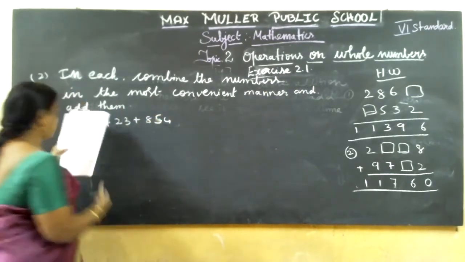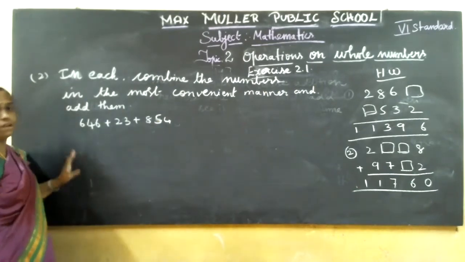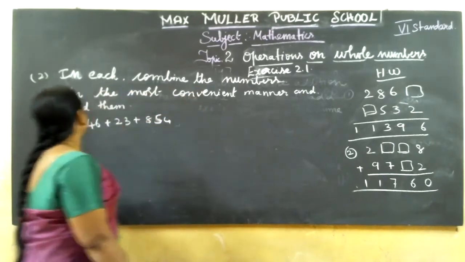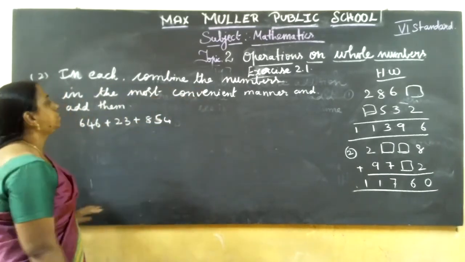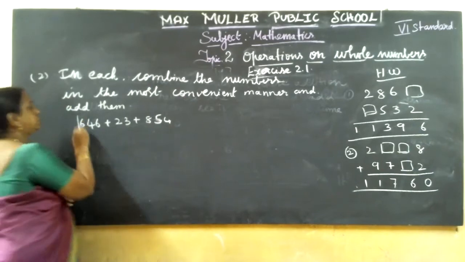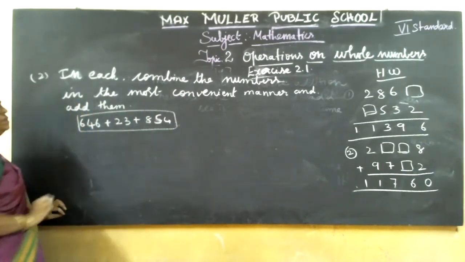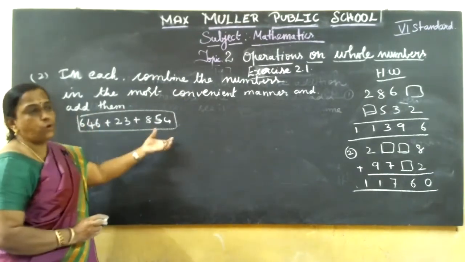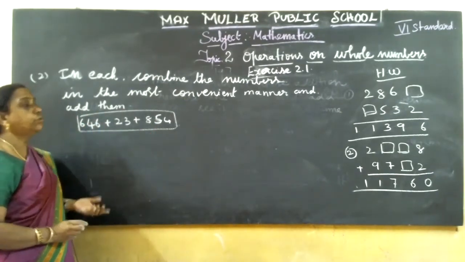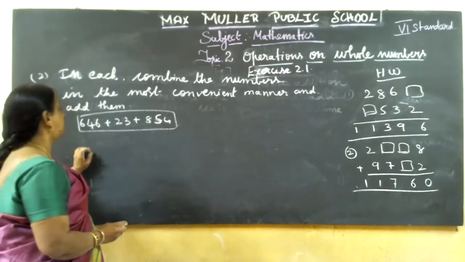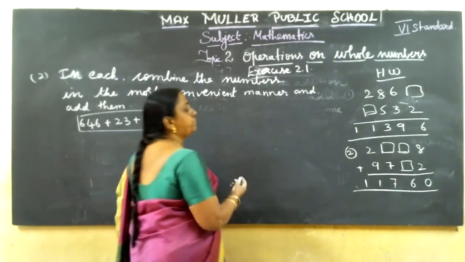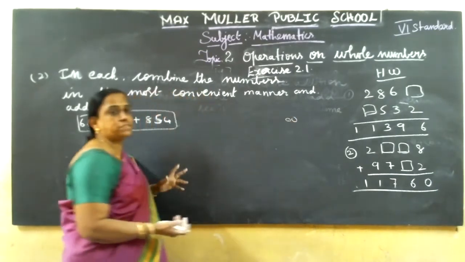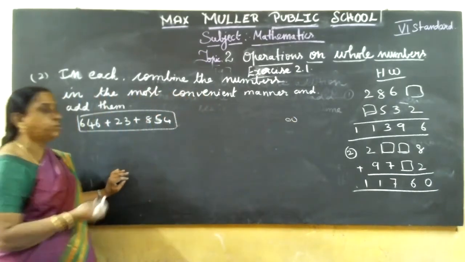Okay, this is one question. First I'll solve this. See here, first I'll read the heading. In each, combine the numbers in the most convenient manner and add them. You should add these 3 numbers that are given. You can already arrange them, you know addition. However you add, you will get the same answer, so you can arrange in the most convenient manner. Convenient means when you will feel the addition is easy. If it comes 0, 0 in unit place, 100 place, it's very easy to add. Yes or no? You feel better.